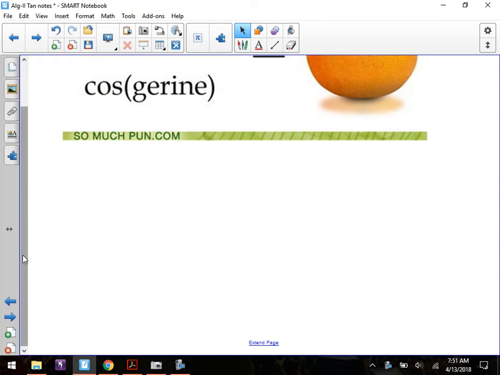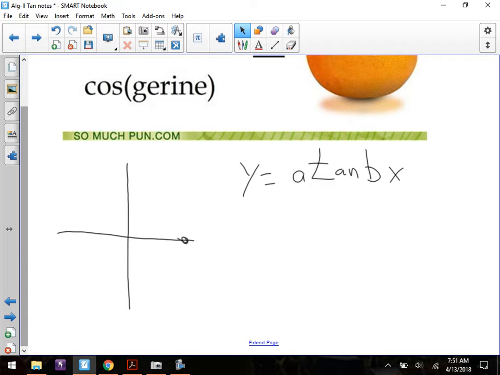So tangent graphs, we have y equals a tangent b of x, and that's going to be your parent function again. What happens with tangents, you start looking at them in terms of the quadrantals like we did before. That's (1, 0), (0, 1), (-1, 0), (0, -1).